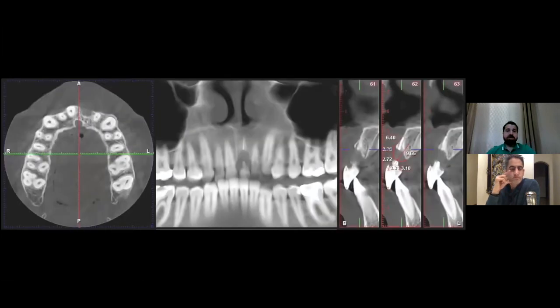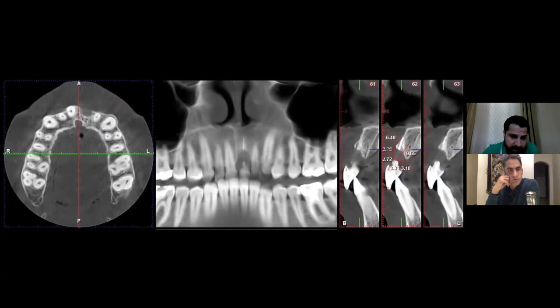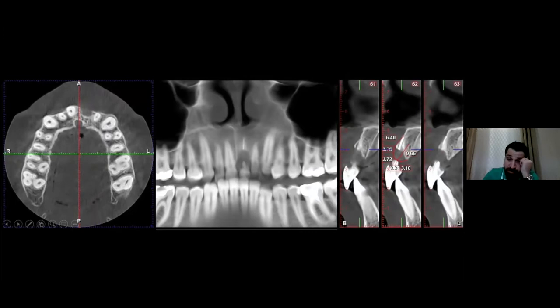So I took a CBCT for the patient, and I saw that he didn't only lose buccal bone, he didn't only lose horizontal bone, but he also lost some vertical bone, which was slight, let's say around 2 millimeters. So I explained to the patient that we need to remove the root and rebuild this bone prior to our implant placement. So what we're gonna discuss today is rebuilding the bone and placing our implant.